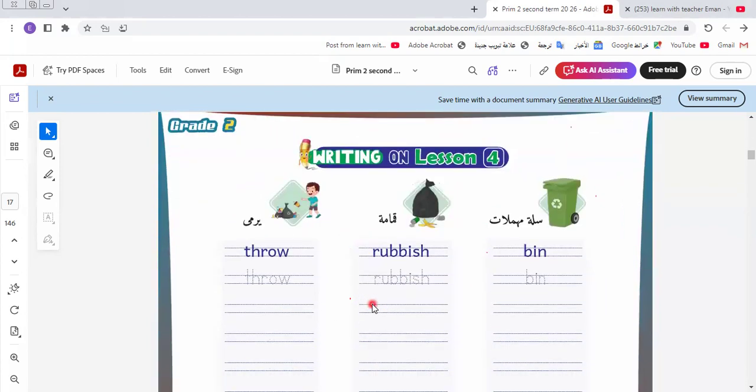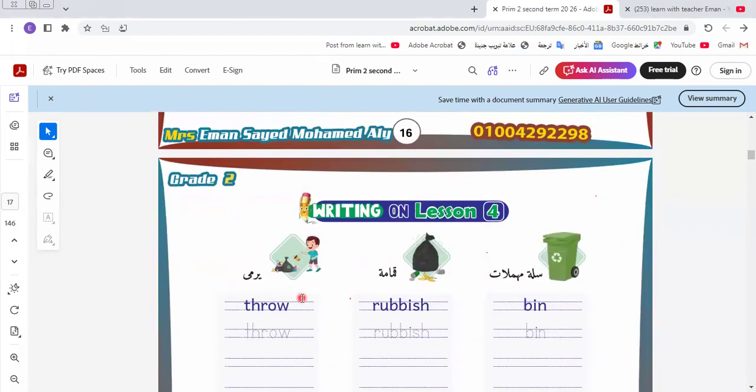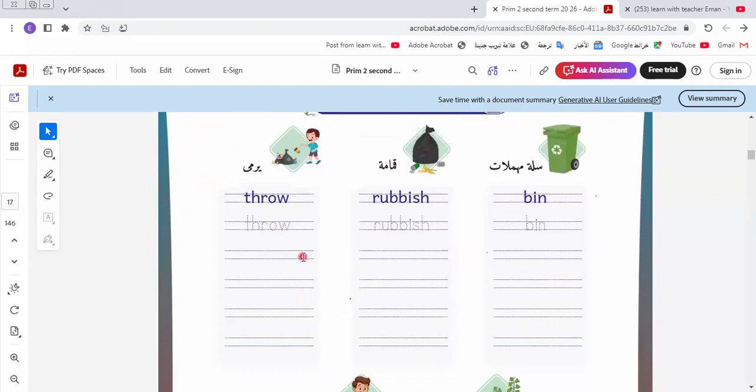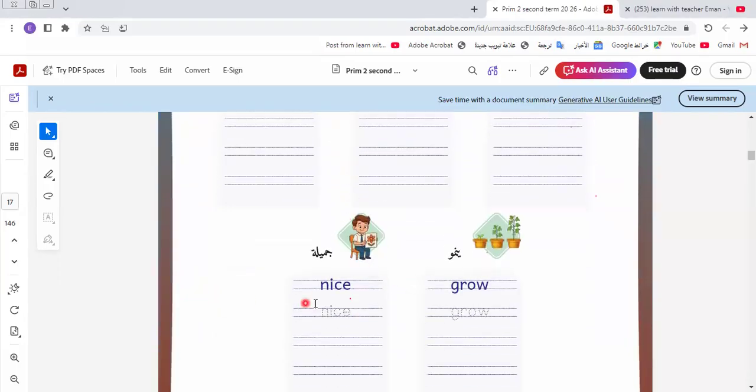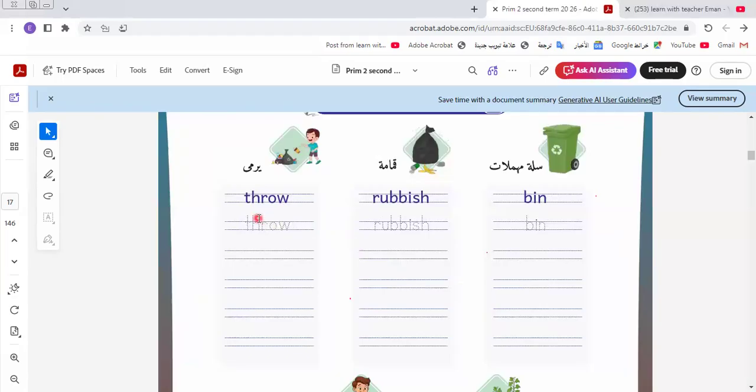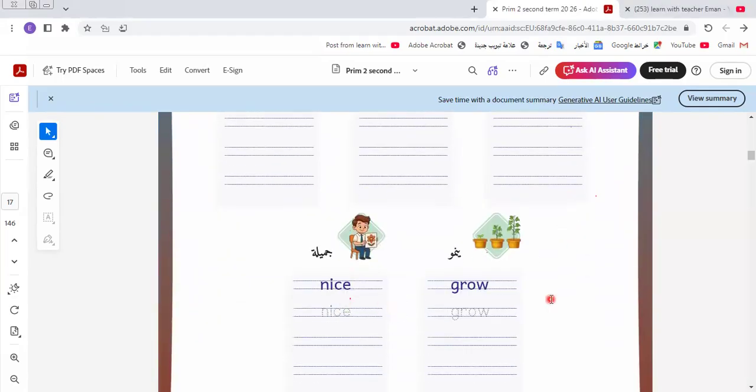Let's learn the vocabulary related to this part. Here we have throw, rubbish, bin. Nice and grow. I will repeat again: throw, rubbish, bin. Nice and grow. I would like to say that grow can be used as a noun and as a verb.